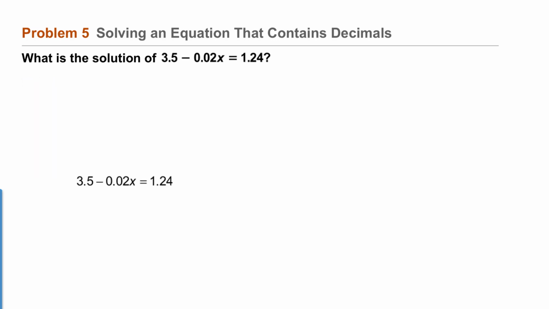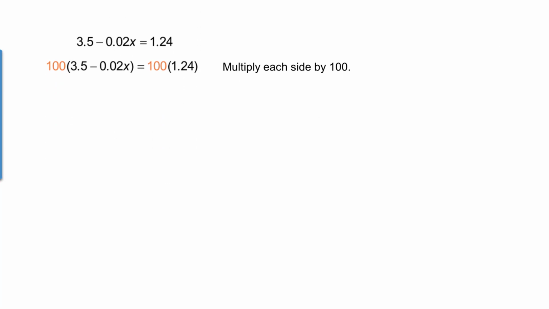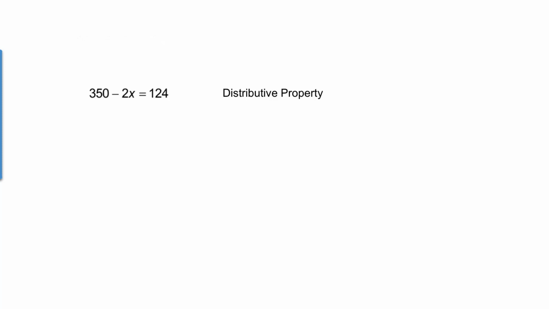First, rewrite the equation 3.5 minus 0.02x equals 1.24, and then multiply each side of the equation by 100. When we distribute 100 on the left-hand side, 100 times 3.5 is 350. 100 times minus 0.02x is minus 2x. And on the right-hand side, 100 times 1.24 is 124. Now we have the equation without decimals: 350 minus 2x equals 124. That should be much nicer to work with.